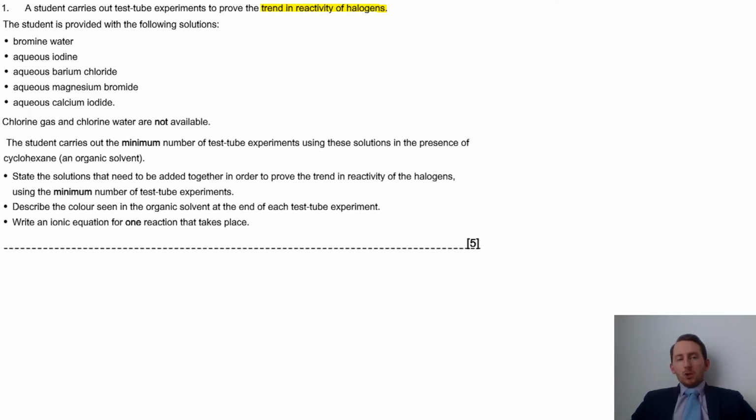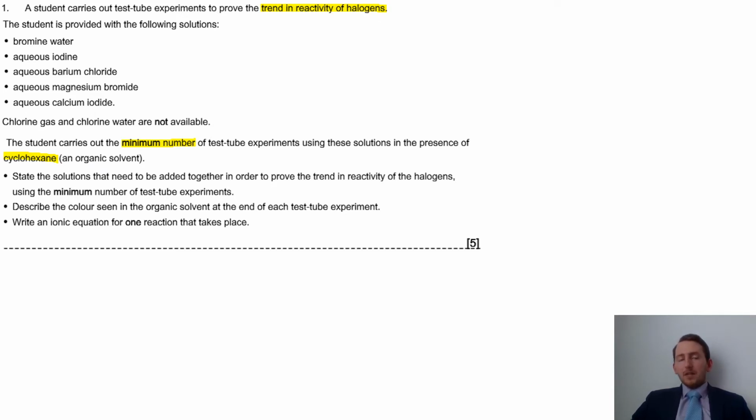So we have the bullet points on the left hand side there of what solutions we have. We don't have any chlorine gas or chlorine water, and we want to carry out the minimum number of test tube experiments to determine what the actual order is. And we've also got some cyclohexane as well.